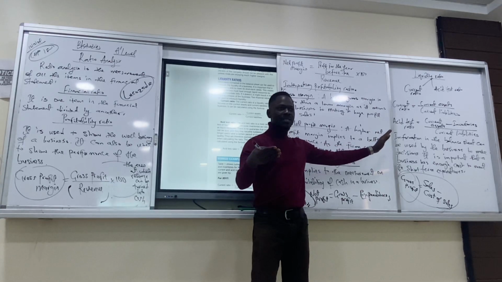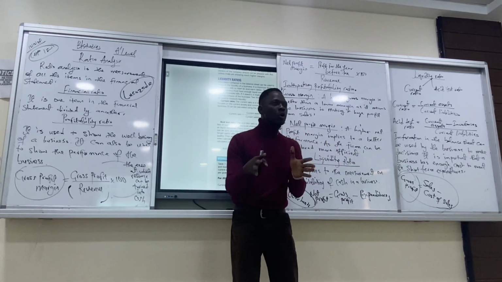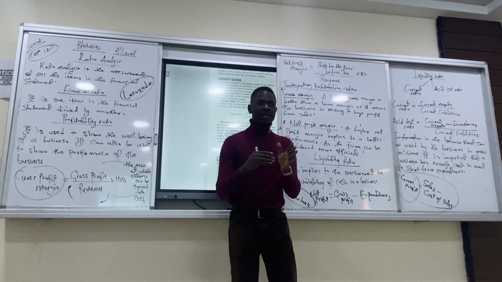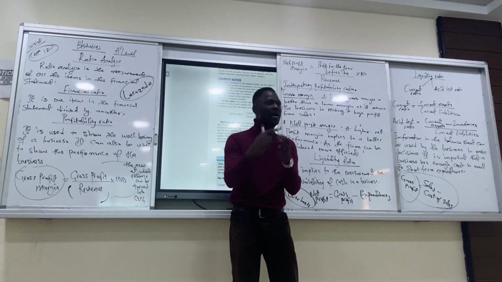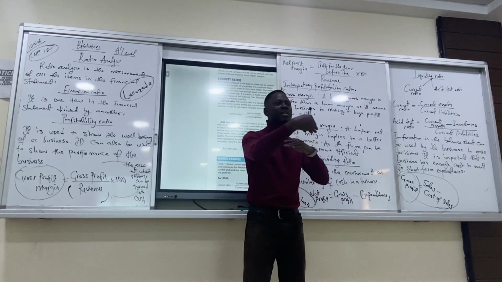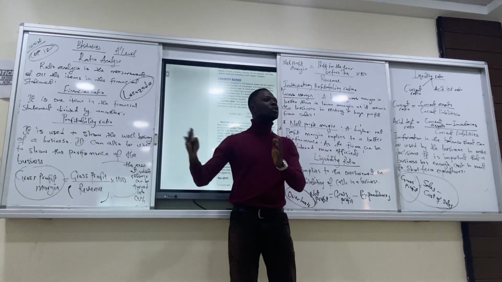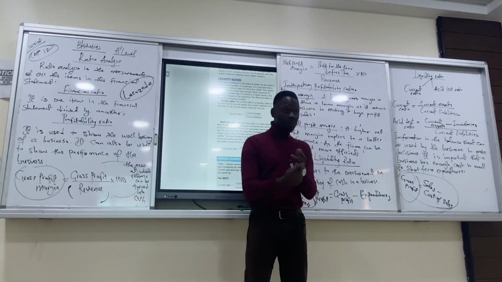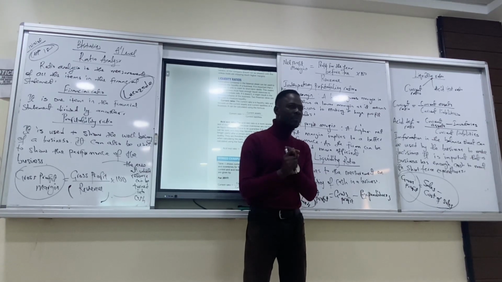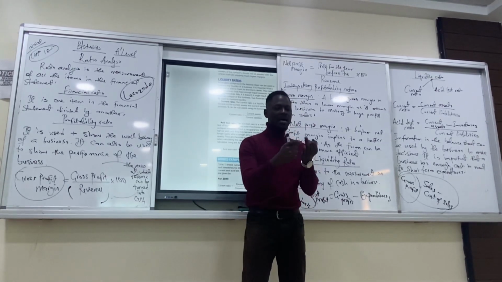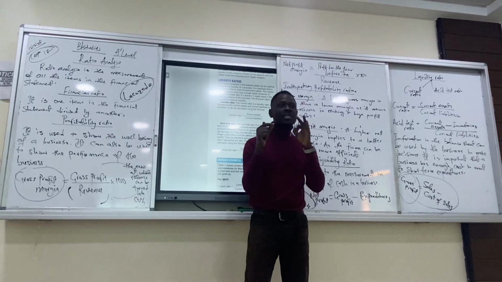So what are current assets? These are assets that can easily be turned to cash, like stocks, inventory, cash at bank, cash at hand. Then we have our current liabilities. These are the debts to third parties, like bank overdraft, like your trade payables. These are current liabilities.